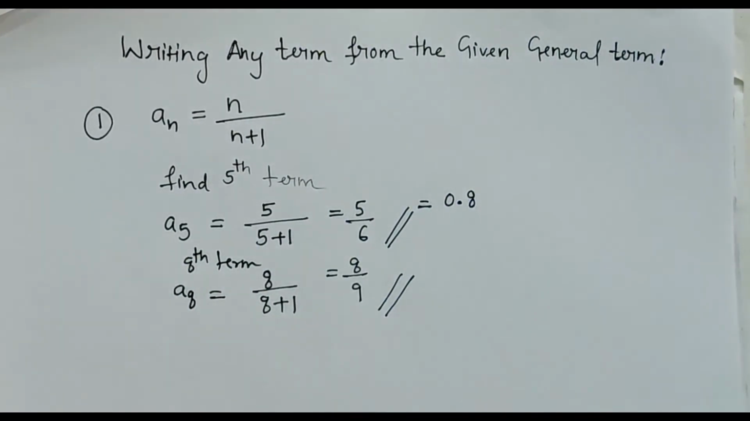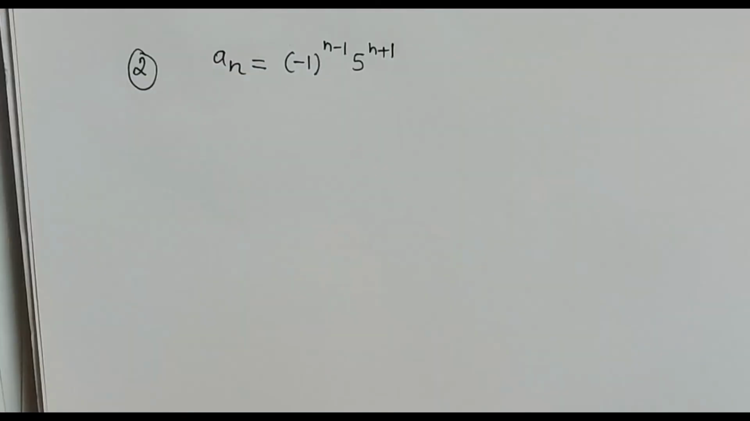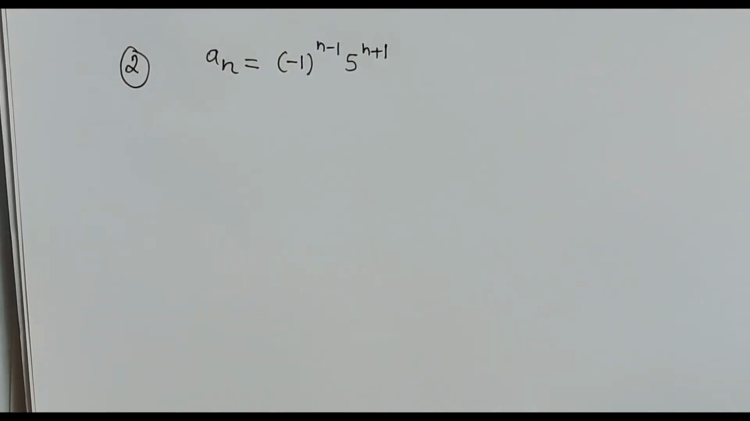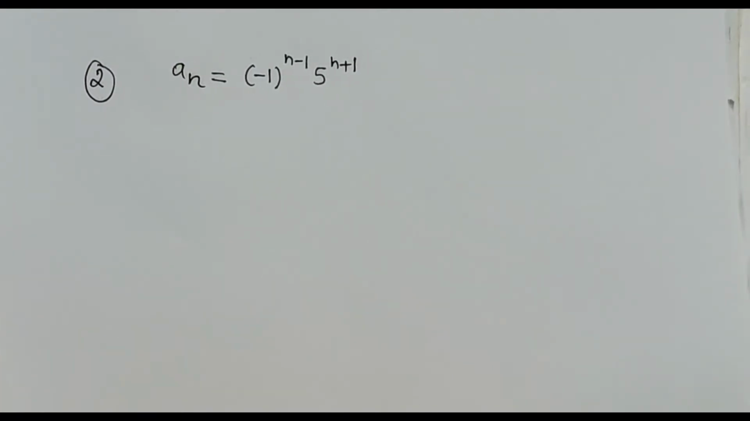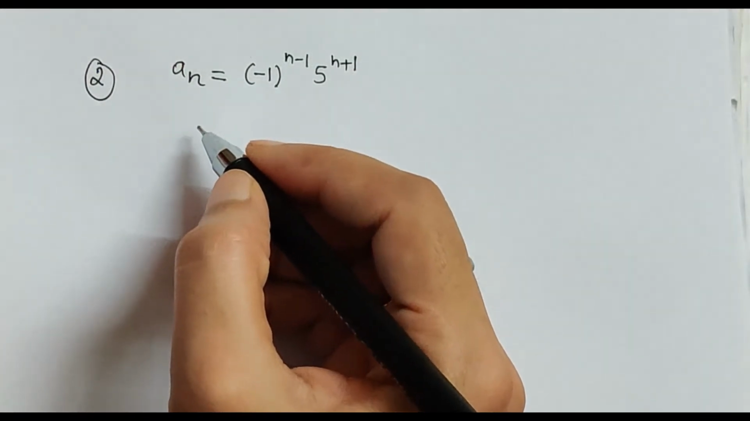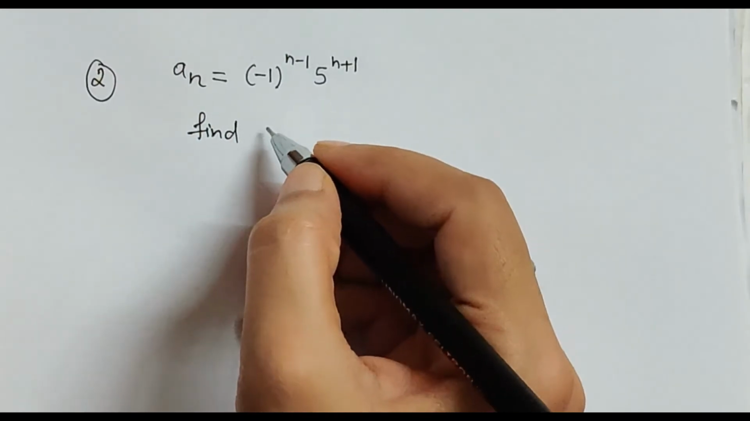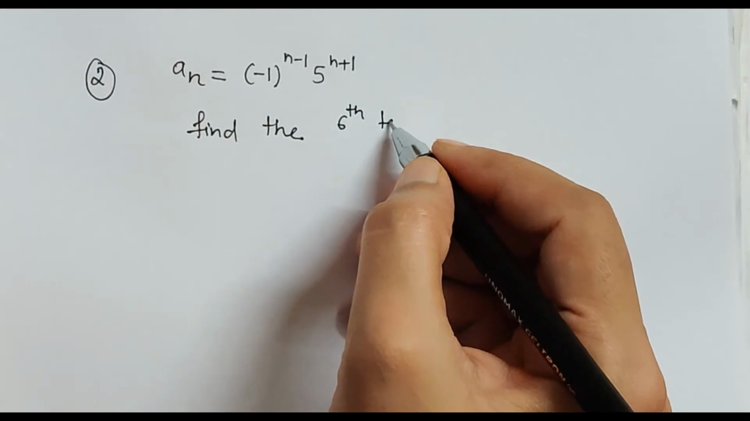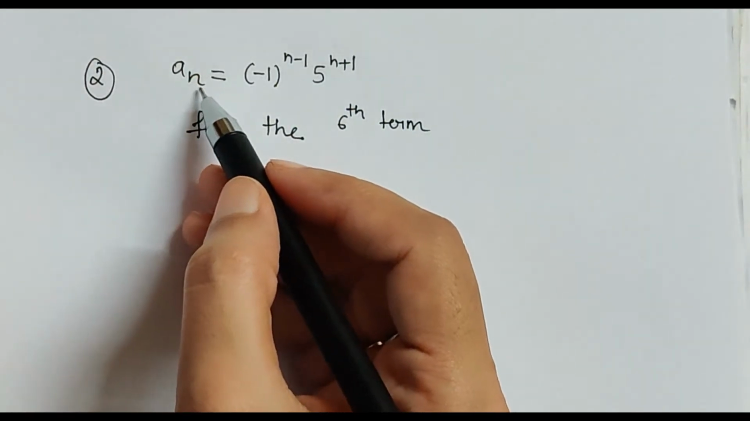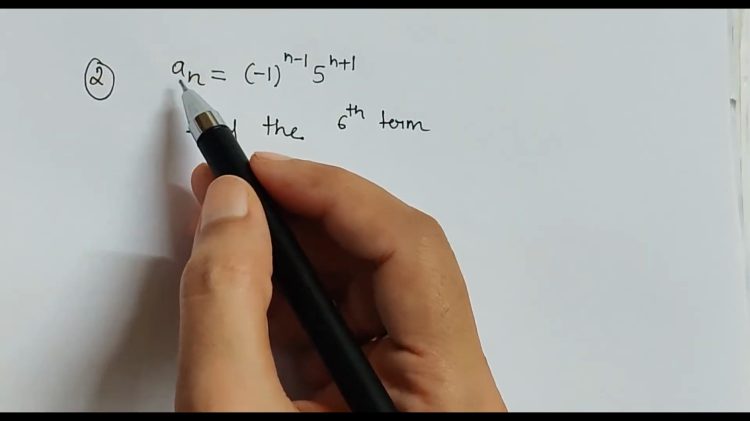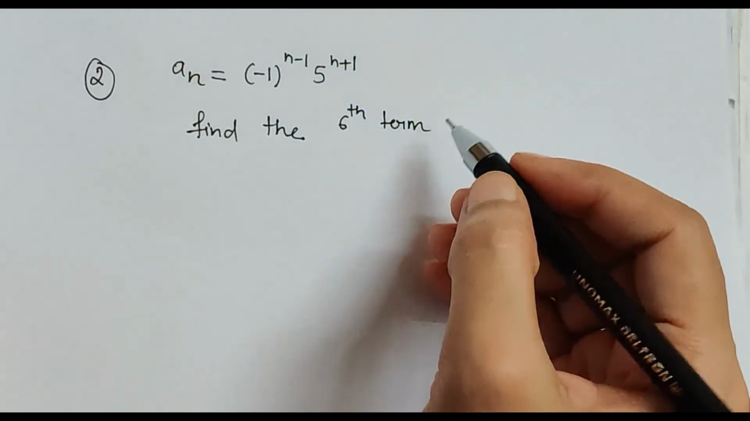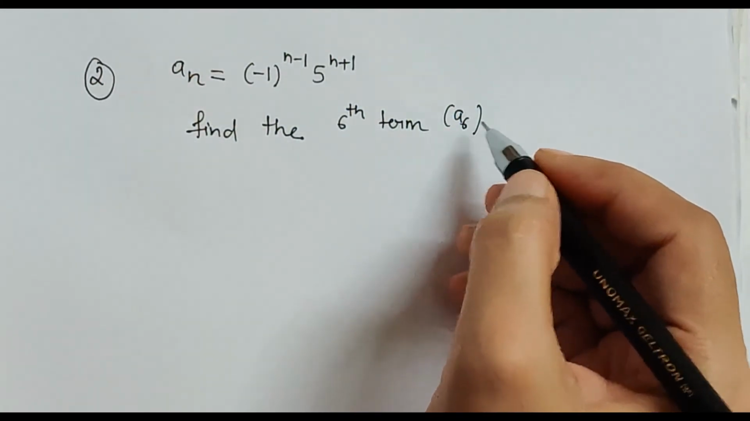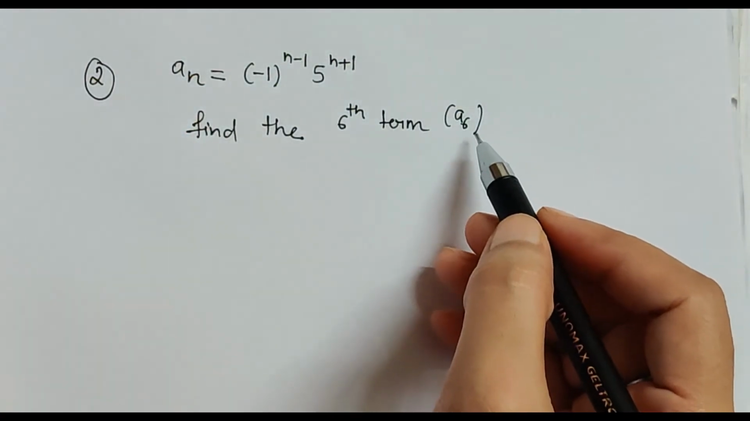Now let us see some more examples. Let us take this as a general term: a_n is equal to (minus 1) to the power n minus 1, times 5 to the power n plus 1. So if you are asked to find, let us suppose, the 6th term. This is called the nth term. If a_n is written, this is called the nth term, and if you are asked to find the 6th term, it is nothing but a6. So here in the place of n we have to substitute 6.